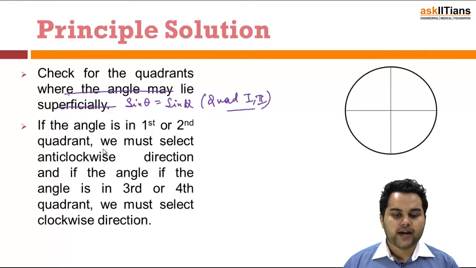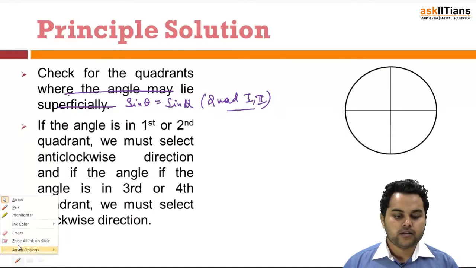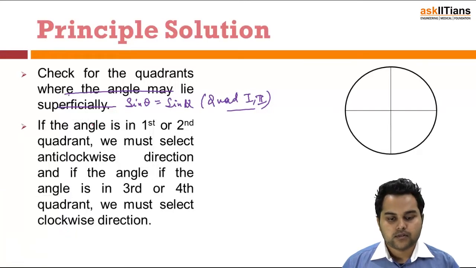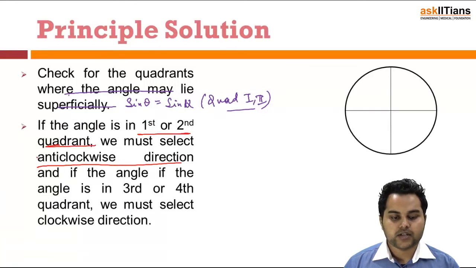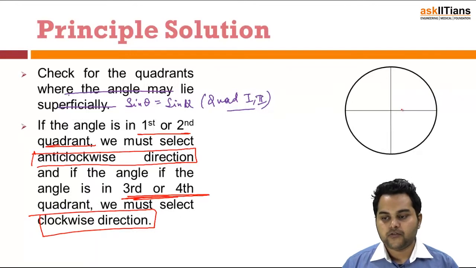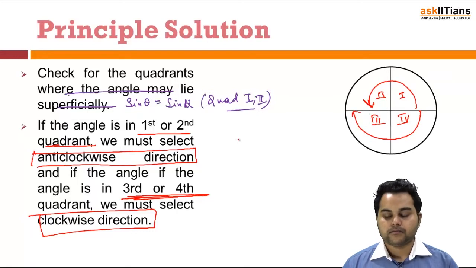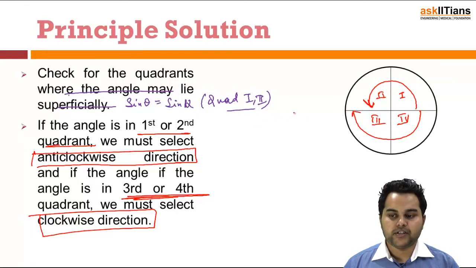Then if the angle is in the first or second quadrant, then you can have anti-clockwise direction. That is, for first and second quadrant, anti-clockwise direction must be implemented, and if the angle is in the third or fourth quadrant, then clockwise direction. Why is it so? If it is in the first or second quadrant, then I must choose this direction, and for the third as well as for the fourth, I shall have this direction. We'll come to it later why we do so.